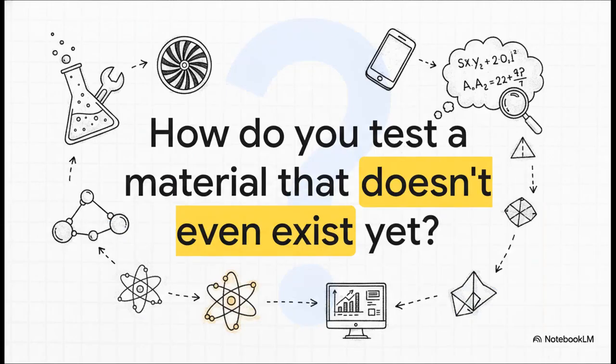So, here is a real head-scratcher for you. How do you actually test a material that hasn't even been made? I mean, this is a daily challenge for engineers and materials scientists. You can't just throw some chemicals together and hope you get the next super alloy for a jet engine. You have to know its properties before you create it. So, how on earth is that possible?